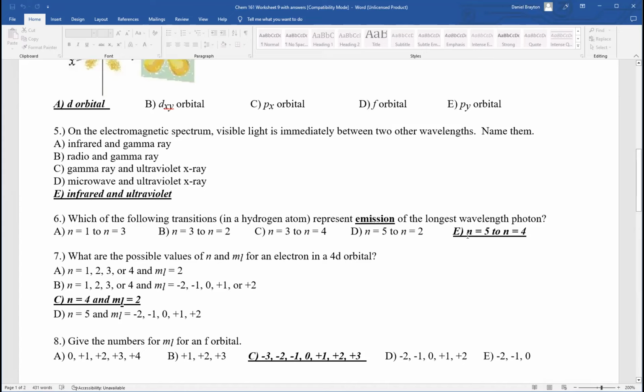What's the difference between them? As you do the n squared factor, the distance between them got smaller and smaller. So that means the energy associated with the transitions, as the n value got higher, the distance between them got smaller. So 5 to 2 would be the shortest wavelength, the highest energy, the biggest gap. And 3 to 2 would be in between. And then 5 to 4 would be the longest wavelength.